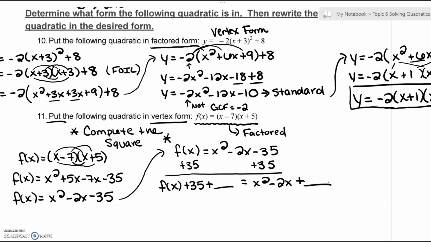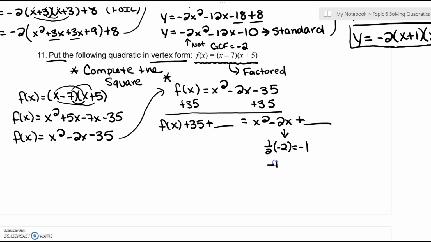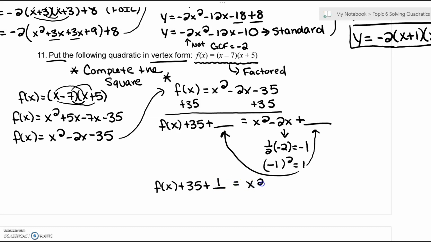Now we look at our bx term, which is right here, and I have to take half of it. Half of negative 2 is negative 1. And after I half it, we have to square it. So negative 1 squared is positive 1. And that positive 1 is what we're going to put into both of these blanks. So now I have f of x plus 35 plus 1 equals x squared minus 2x plus 1.